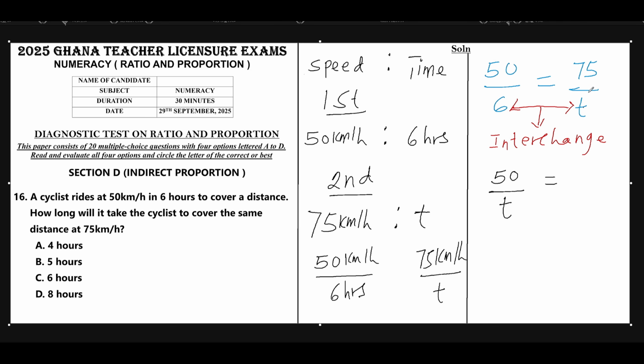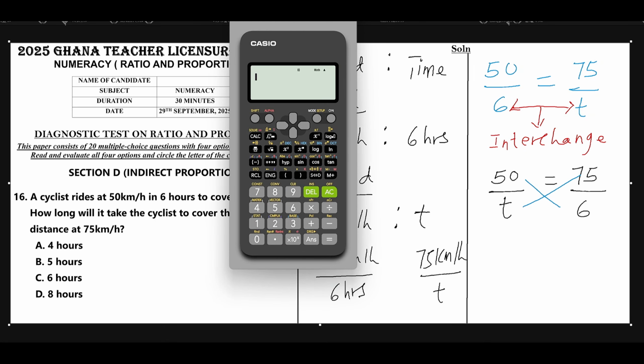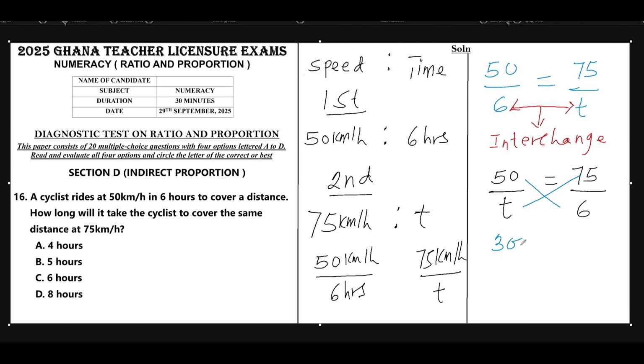And this must be called, we maintained the speed, so we still have 75. Instead of t, we bring 6. So at this point, we can cross multiply. Let's see. 50 multiplied by 6, we have 300. And this must be equal to t multiplied by 75.